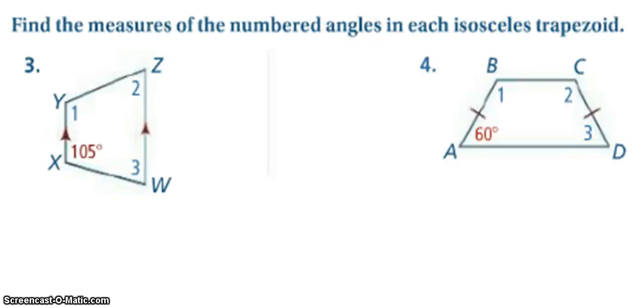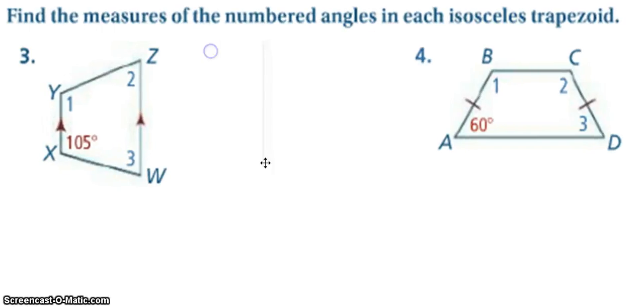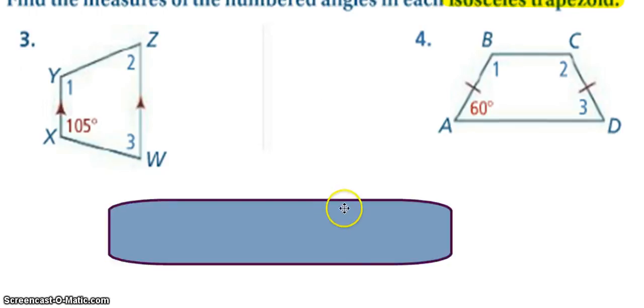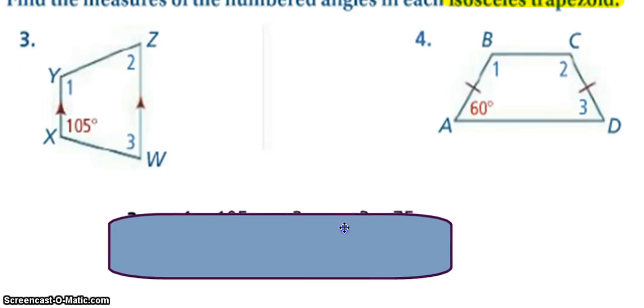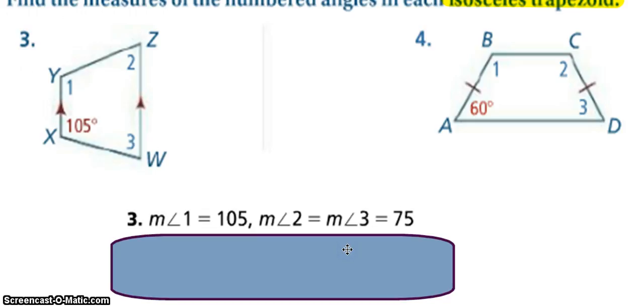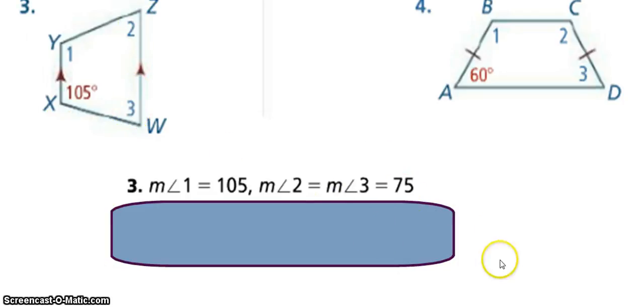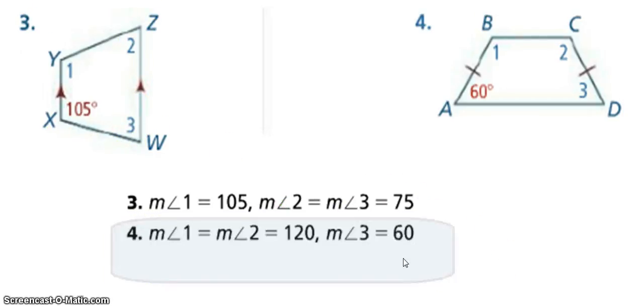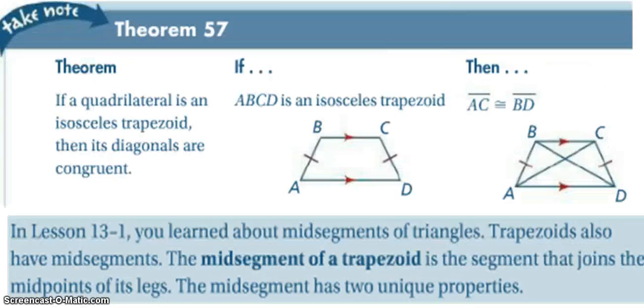Try numbers 3 and 4 on your own, trying to solve for all of the unknown angles, and then come back when you are ready to verify your answer. I do not think I should need to walk through the supplementary pairs that let you solve. So in number 3, you have angle 1 measuring 105, same as angle X up here, and then angles 2 and 3 will both be the same at 75 degrees. In number 4, you get angle 3 being the same as your 60, and then angles 1 and 2 both being equal to 120.